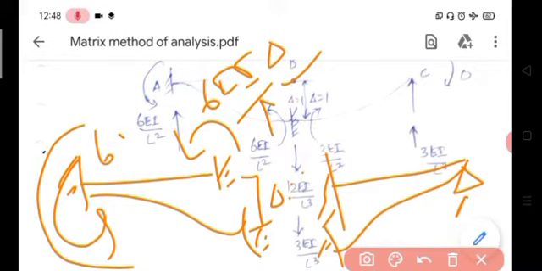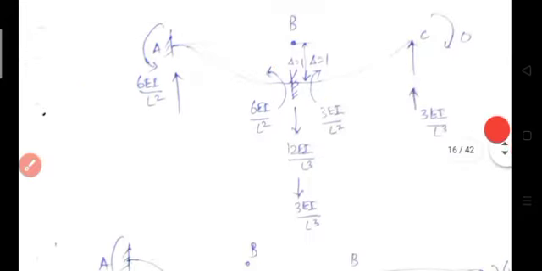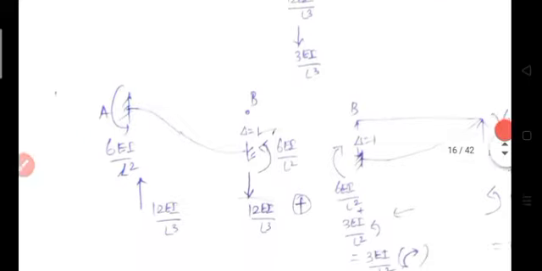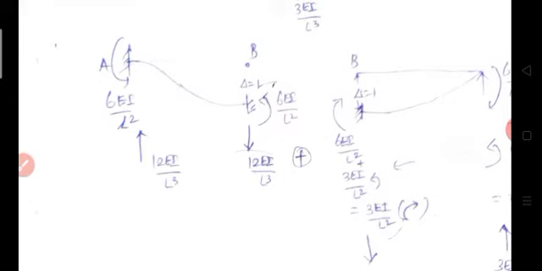For the BC portion, one end is fixed, but the other end is a pinned support. Therefore, the induced moment at the fixed end is equal to 3 delta by L square, and at the pinned end it is 0. That is represented in this separate diagram. Now, determine the support reactions, that is the vertical reaction. Our aim is to determine the vertical reaction at B and the induced moment at B. Only these two values are necessary.